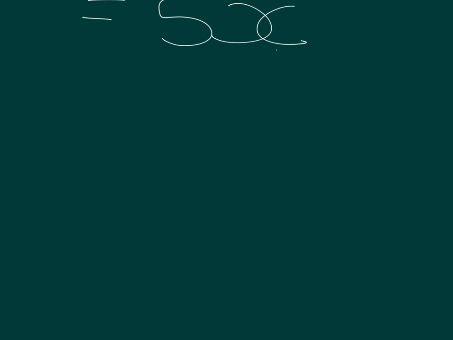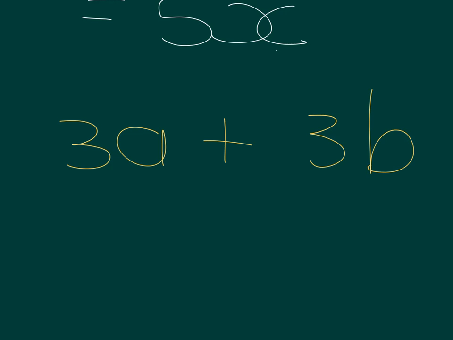Now, what would happen if you got 3a plus 3b? Okay, those cannot be added together because they've got different variables. So different A and B, those two are different, they can't be. So I always think of Smith and Jones can't be added together because they're different parts of the family.